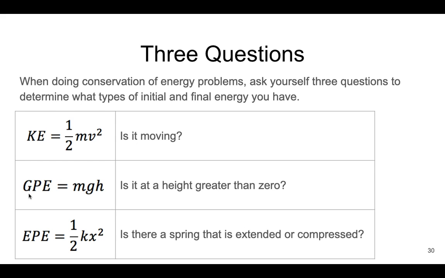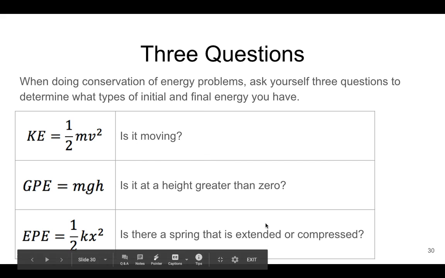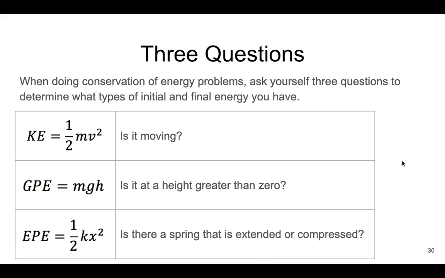And finally, the last one, EPE. Is there a spring that is extended or compressed? You may have a problem that has no springs in it at all, in which case don't worry about EPE. And you may have a problem where you do have springs, but the springs are not extended or compressed. The spring is just sitting there. If our problems have a spring, it'll probably just be sitting there either at the beginning or at the end of the problem. It depends. But if it is extended or compressed, that means X won't equal zero. If X is not zero, then EPE won't be zero. If, however, X is zero, EPE will be zero.